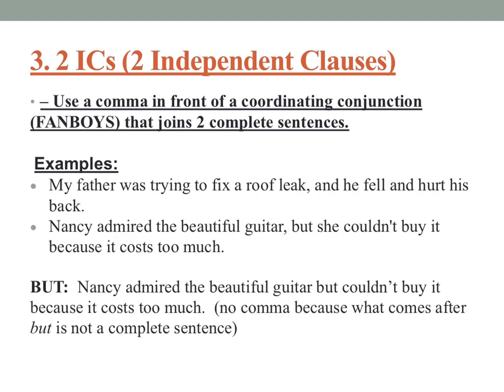So here: Nancy admired the beautiful guitar but couldn't buy it because it cost too much. There's no "she" before the "couldn't." So that takes the subject out. So therefore, you would not have a comma before "but" in this instance. It's a very easy mistake to make. This is one that I feel like even really good writers, even writers who are making A's on the essays, sometimes make a mistake.